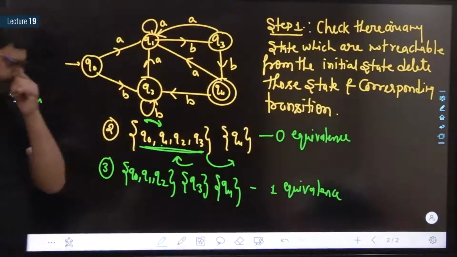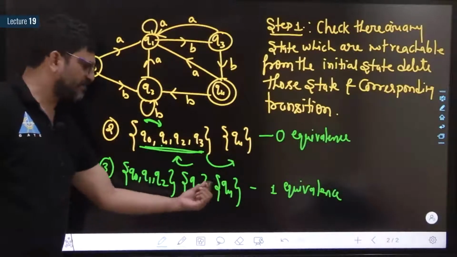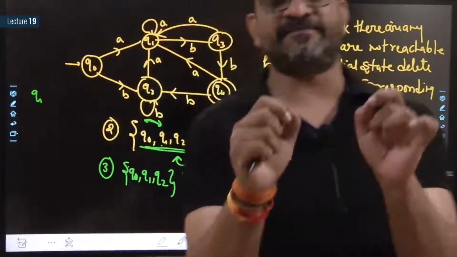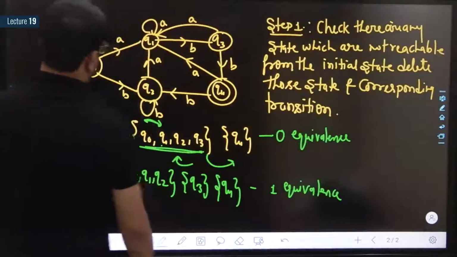Clear? This is final. These are non-final states. We cannot merge final and non-final. We can only merge final with final, or non-final with non-final. Now, next step.